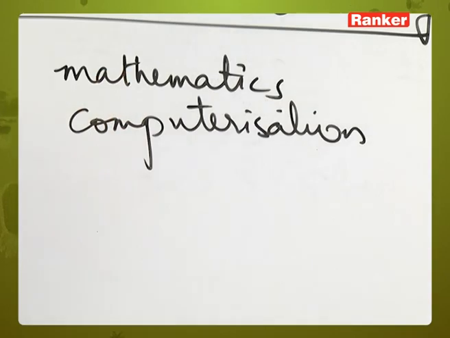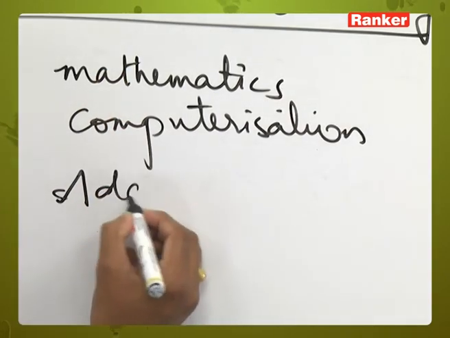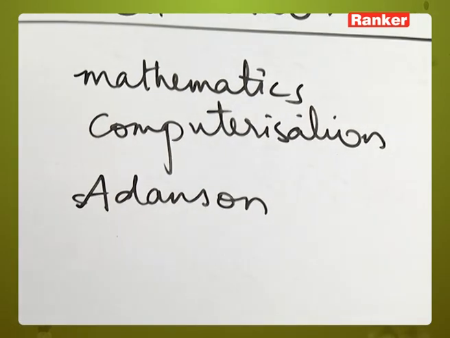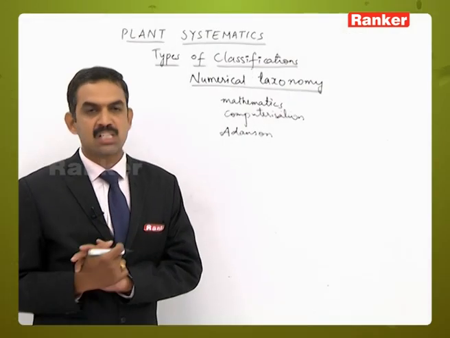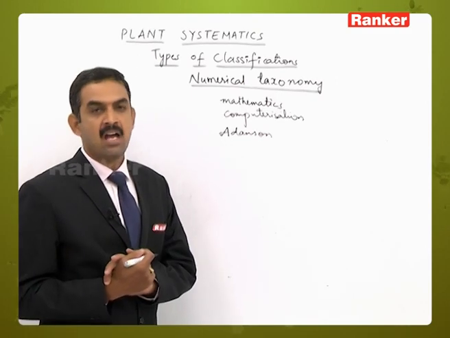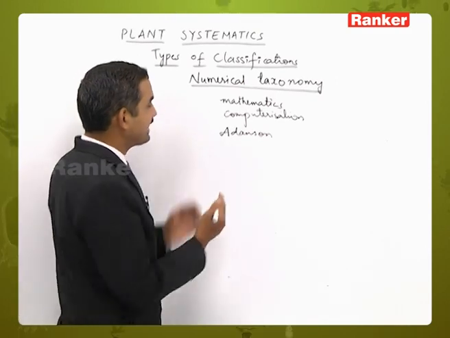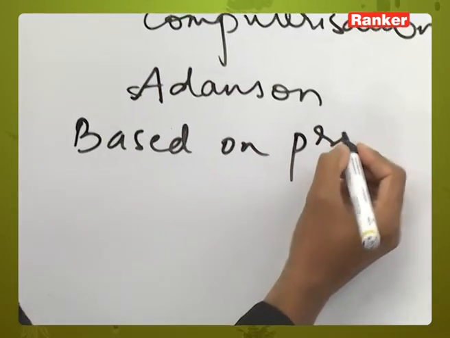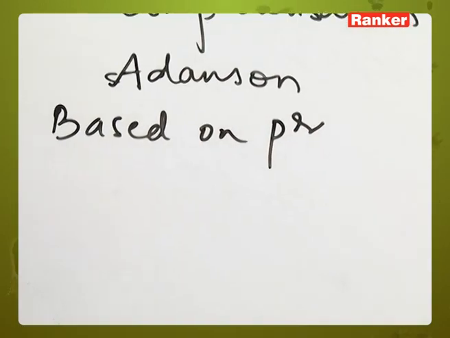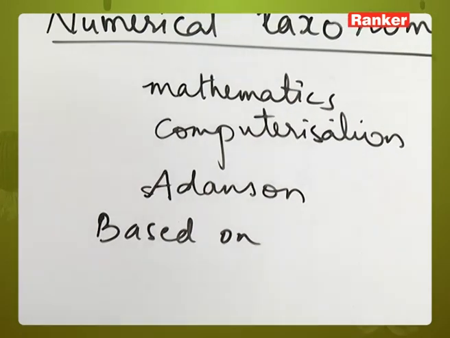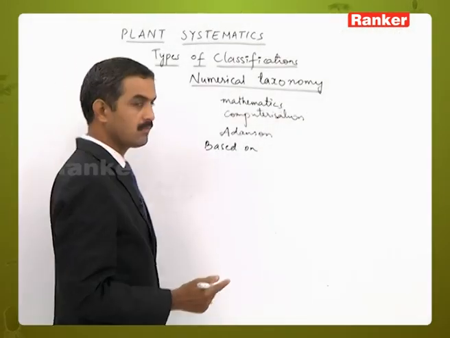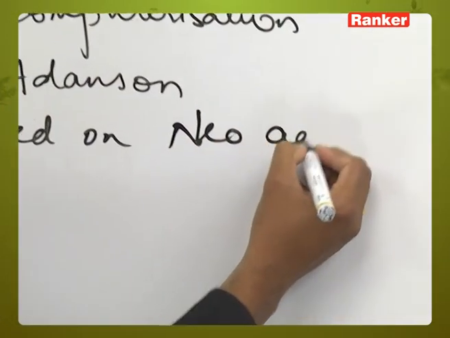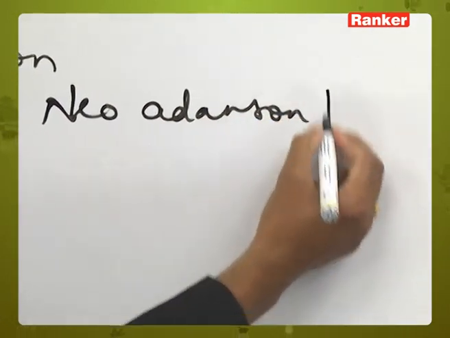Actually, this concept was started by Adamson. The primary concept or view of this numerical aspect for classification was given by Adamson, and this numerical taxonomy is based on the Neo-Adamsonian principle.